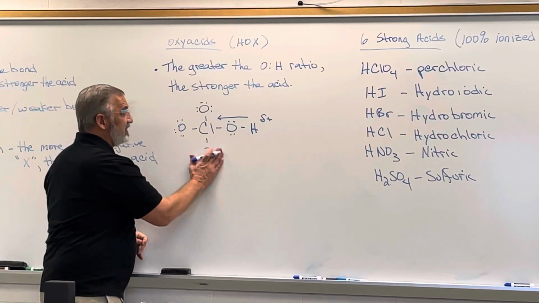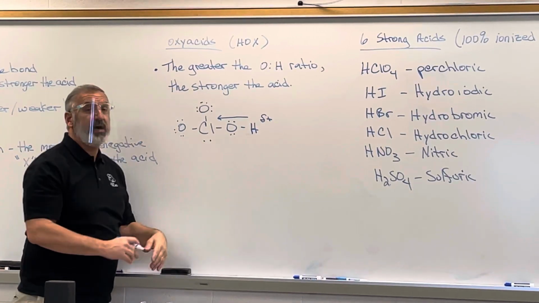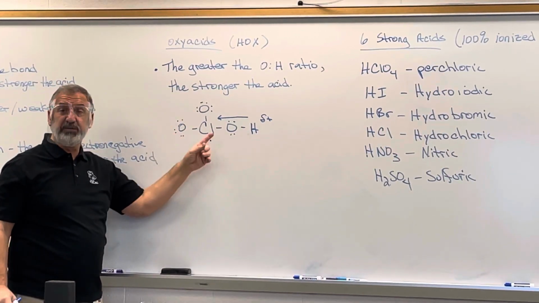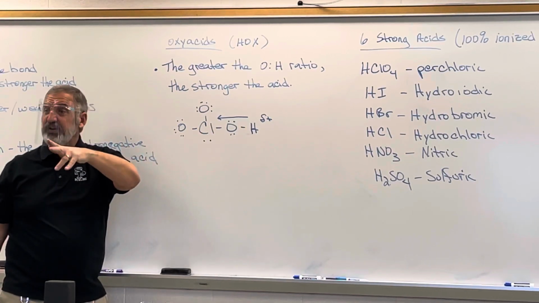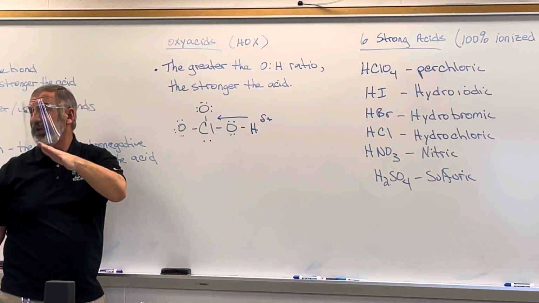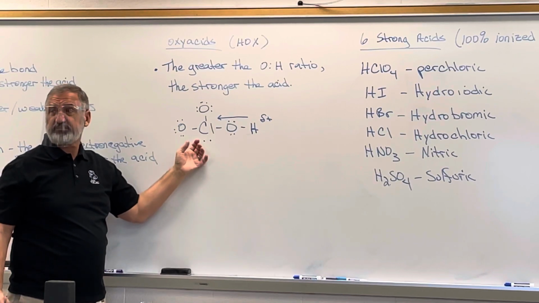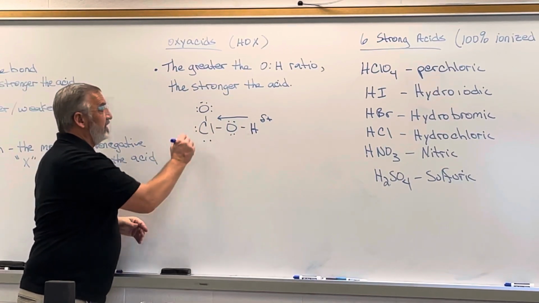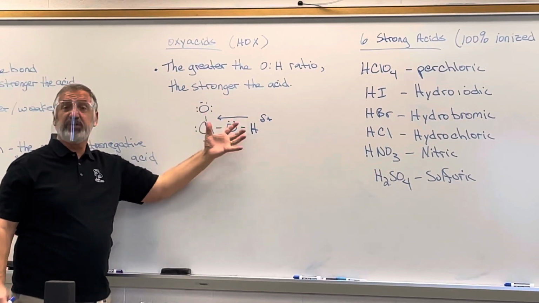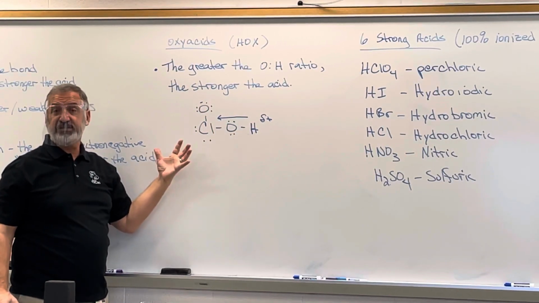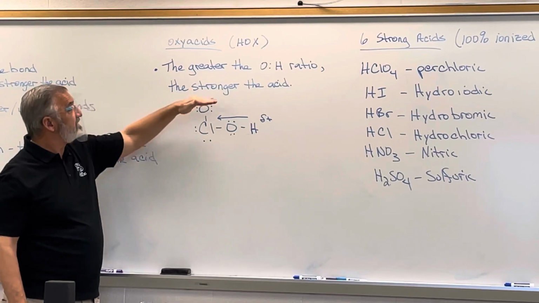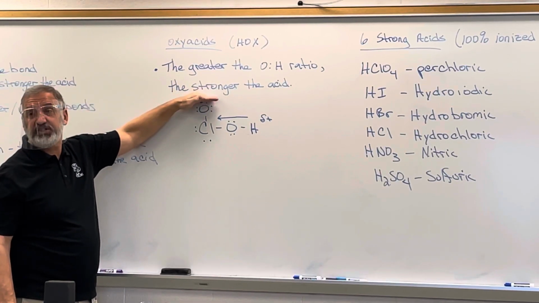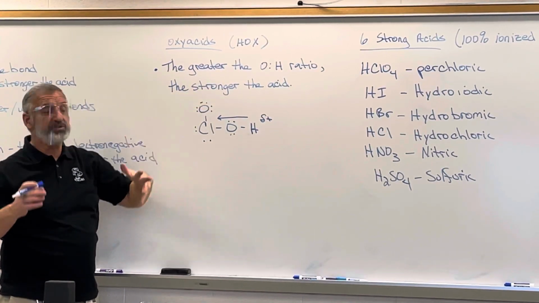Now, if I go to HClO3, I don't have as many electron withdrawing groups. HClO3 is right on the cusp of, some books call that a strong acid. But if we go to HClO2, now there's only 2 electron withdrawing groups, and so it's not nearly as strong of an acid. So it's that high oxygen to hydrogen ratio that's going to tell me the strength.